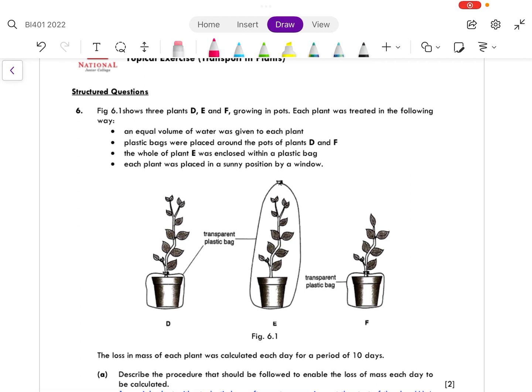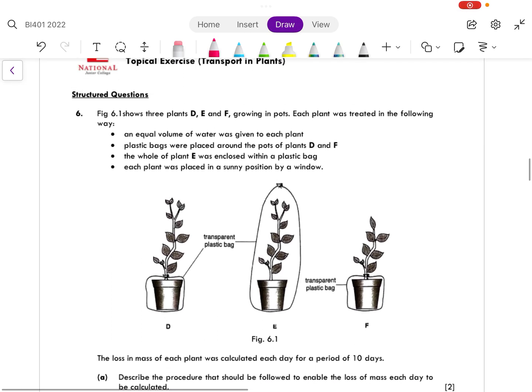Here, they show you an experiment where they have 3 pots. Each with an equal volume of water was given to each plant. Plastic bags were placed around each pot of D and F. E was enclosed totally with a plastic bag. Each plant was placed in a sunny position by a window. The loss in mass of each plant was calculated each day for a period of 10 days.